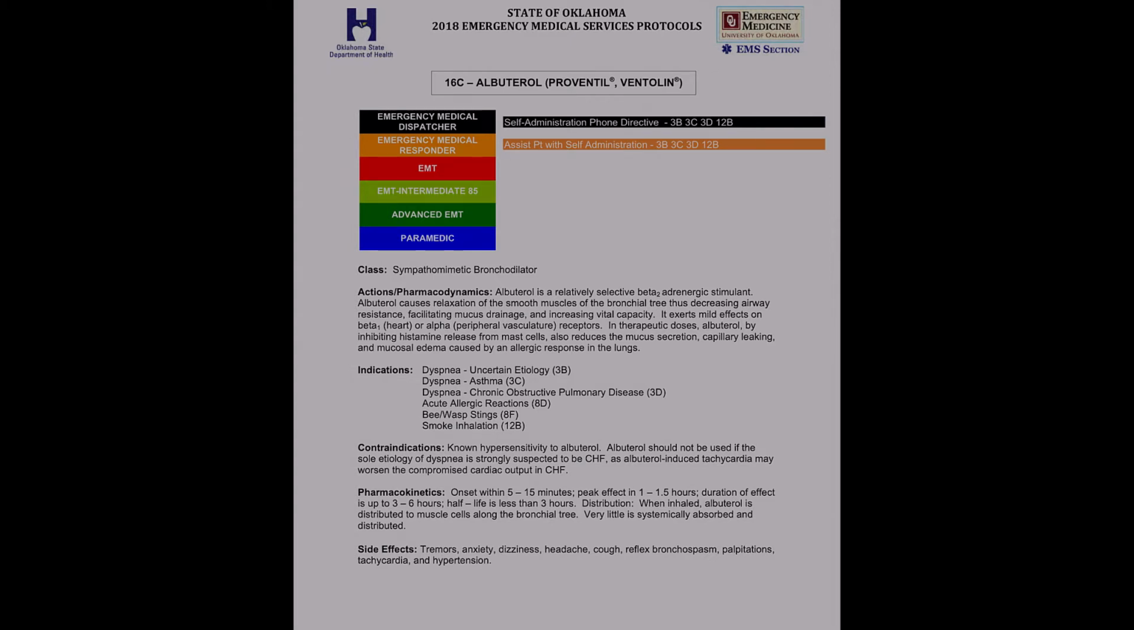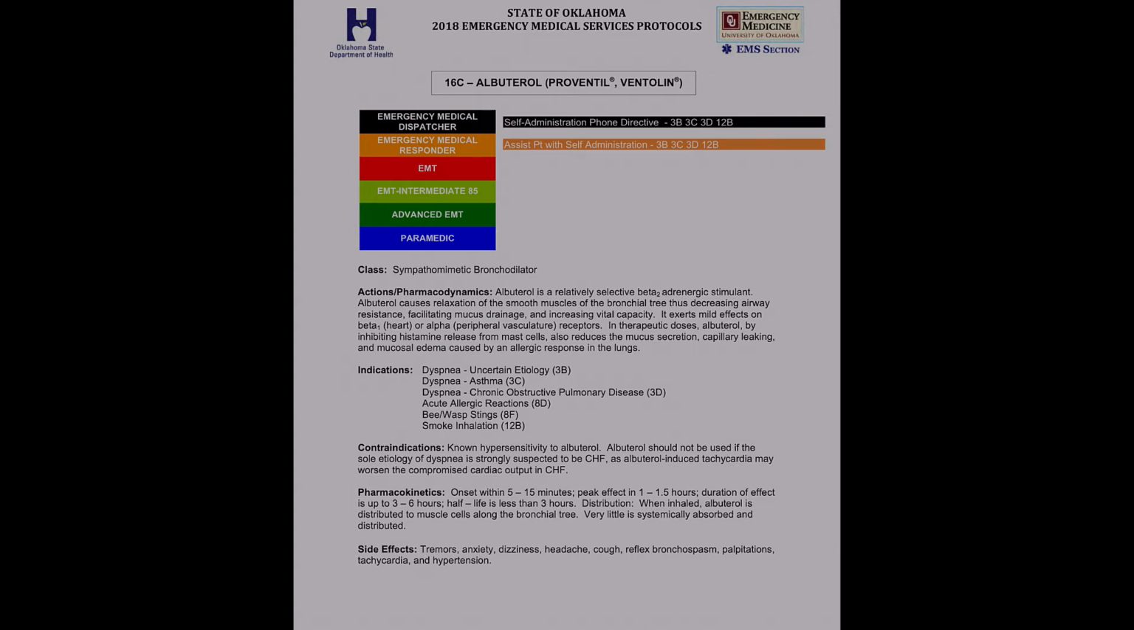Therapeutic doses of albuterol, by inhibiting histamine release from mast cells, also reduce the mucus secretion, capillary leaking, and mucosal edema caused by allergic response in the lungs. So that is one of the other reasons why we use albuterol, in particular during allergic reaction. Our indications for albuterol: we have dyspnea, uncertain etiology, and that's going to be the most commonly used respiratory protocol. We'll get into that in a minute and talk about why we don't use albuterol enough. And then we'll also talk about COVID and why we should never use it with COVID.